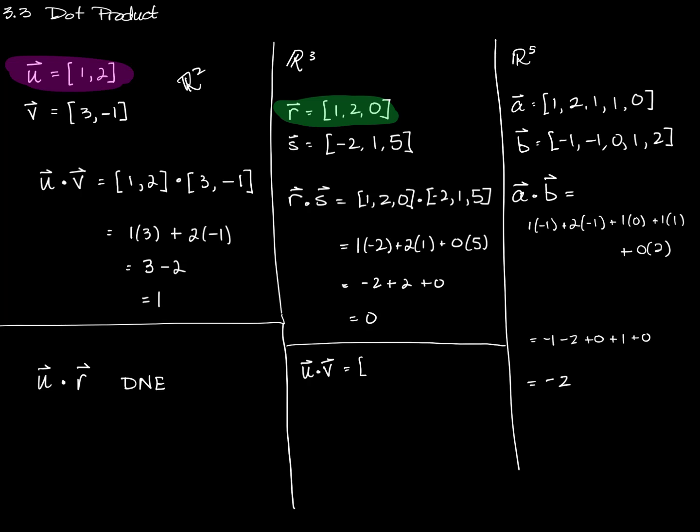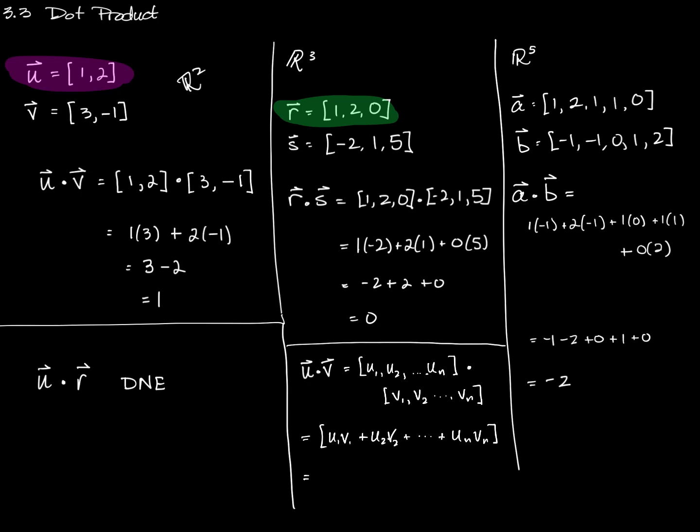This U, for example, might be U1, comma, U2, comma, and so on, all the way up to UN, dotted with V1, comma, all the way up to Vn, and they have to have the same dimension. The dot product is going to be equal to U1, V1, that product, plus U2, V2, the product of those components, plus all the way up to UN, Vn, and that's really kind of annoying to have to write out.